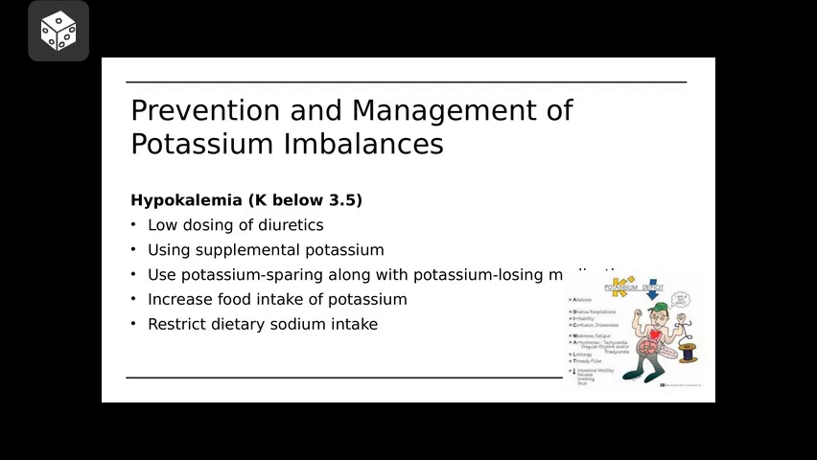So we want to make sure that we are monitoring our potassium. Remember, normal potassium is 3.5 to 5. So we want to keep it above 3.5. Signs and symptoms of hypokalemia can include confusion, weakness, heart palpitations, GI upset. Like I said, if it gets too low, it can be fatal.